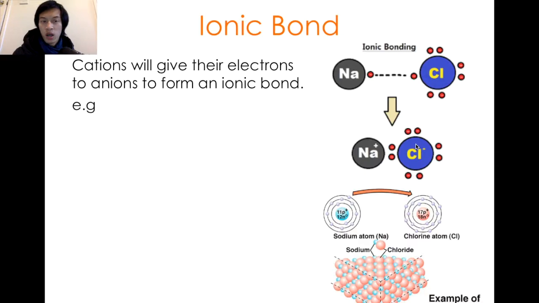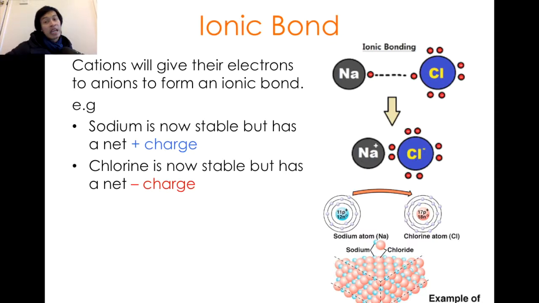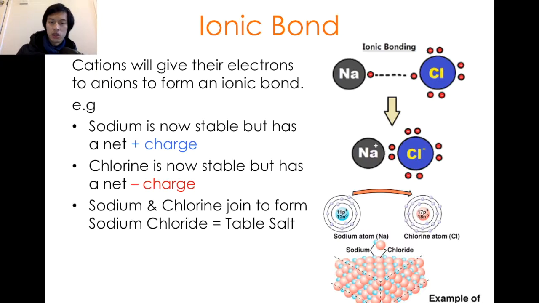Now, because sodium is now stable but has a net positive charge, and chlorine is also stable but has a net negative charge, the plus and the minus are attracted to one another, and so they join together because of that positive-negative charge. So what you end up with is the sodium and the chlorine joined together, and it forms sodium chloride, which happens to be table salt. The stuff that you sprinkle on your steak and your chips, that's actually sodium chloride, table salt. And this is what 1 grain would look like.